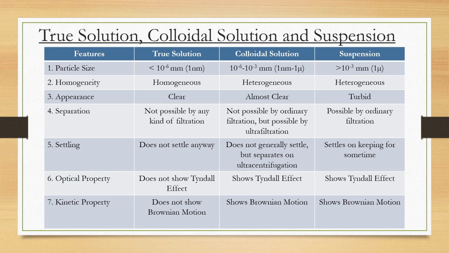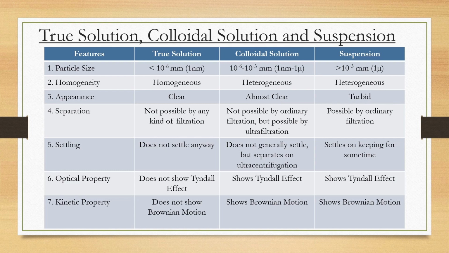Now the second one is colloidal solution. What is colloidal solution? Colloidal solutions are those types of solution whose particle size is in between 1 nanometer to 1 micron. It's heterogeneous, its appearance is almost clear. It's not possible to separate it by ordinary filtration, but it can be separated by ultrafiltration. It doesn't generally settle down, but it can be separated by ultracentrifugation. It shows Tyndall effect and it also shows Brownian motion.